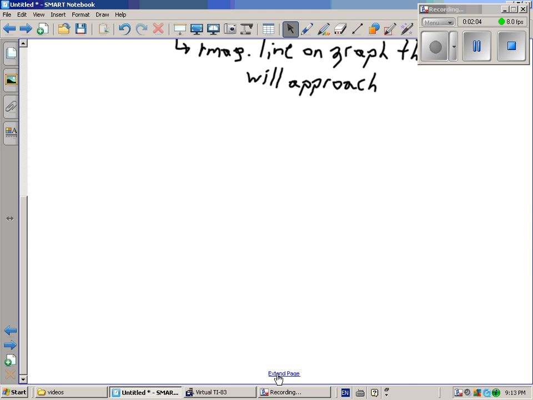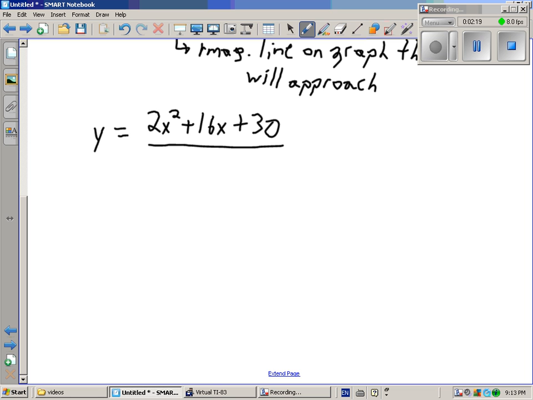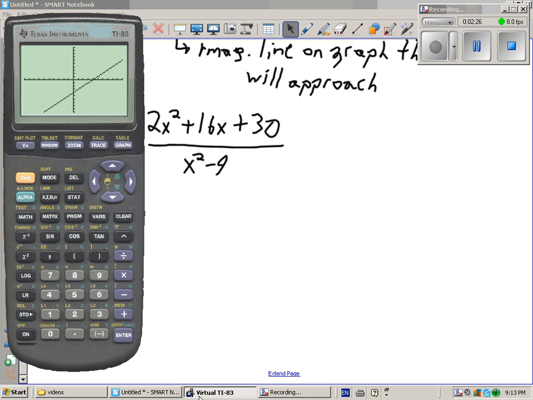But first, let me show you what this looks like. I'm going to graph up a function real quickly. Y is equal to 2x squared plus 16x plus 30 divided by x squared minus 9. Okay, if I graph this up, I've got it here on my first line. You can see 2x squared, 16x, 30, x squared minus 9.